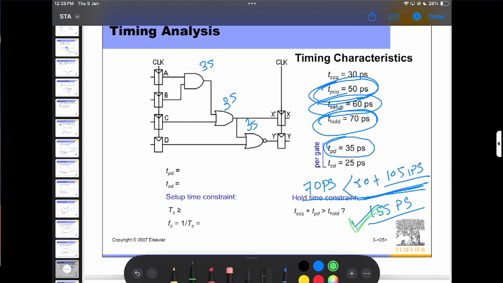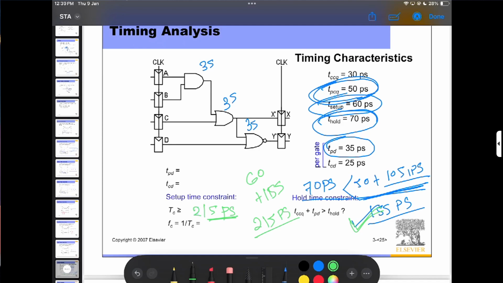So what is my T setup? 60. 60 plus 155, so that is basically 215 picosecond. So my T clock should be at least 215 picosecond.